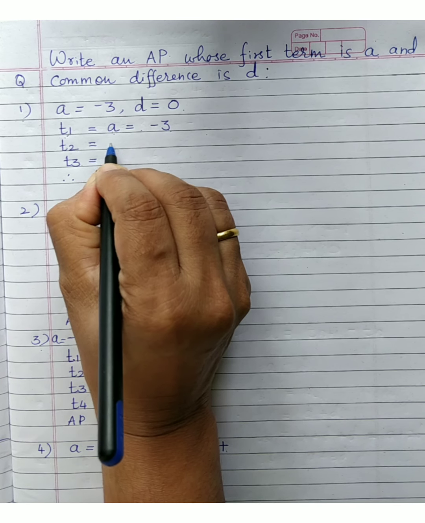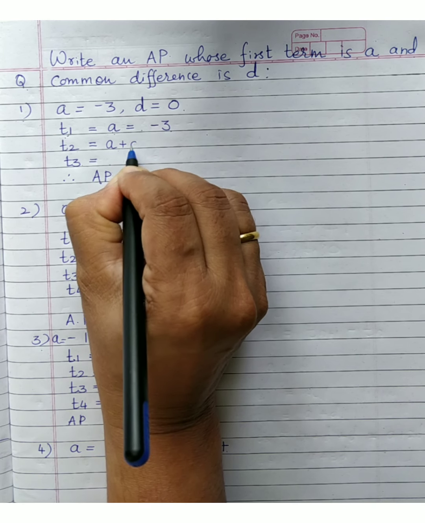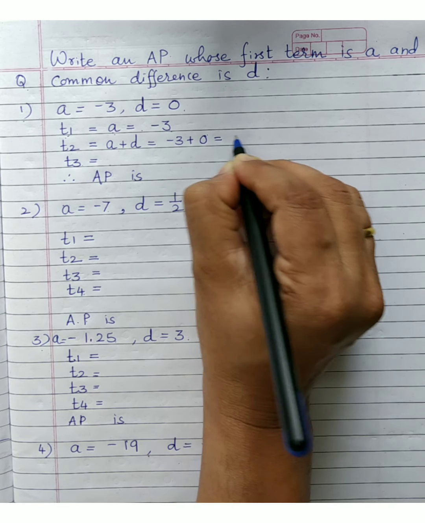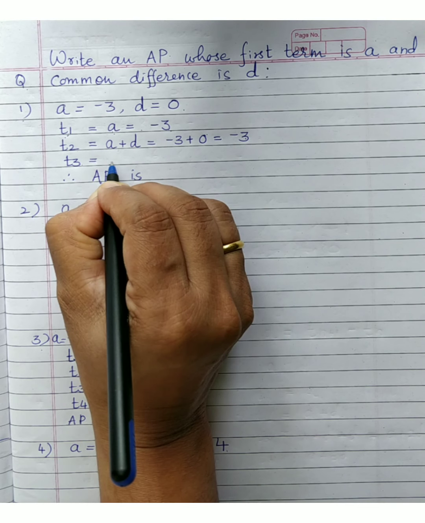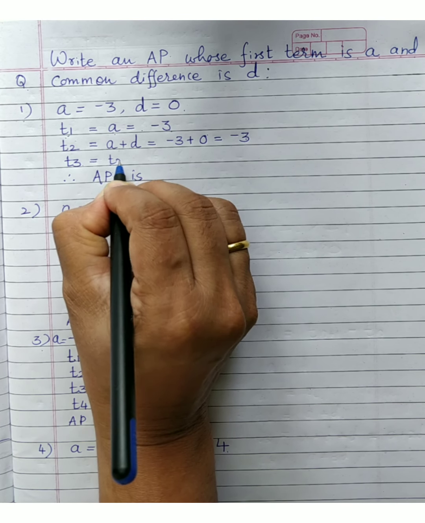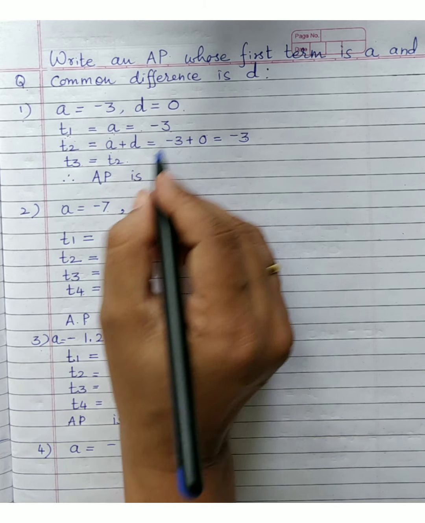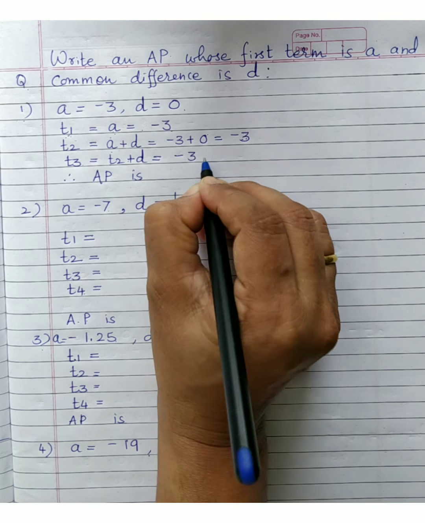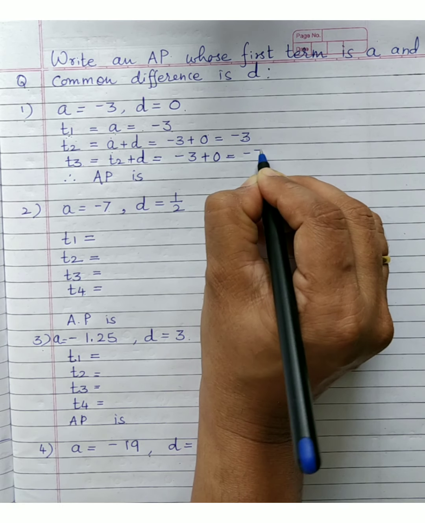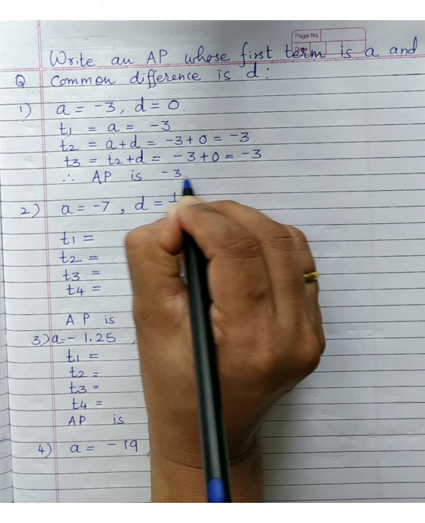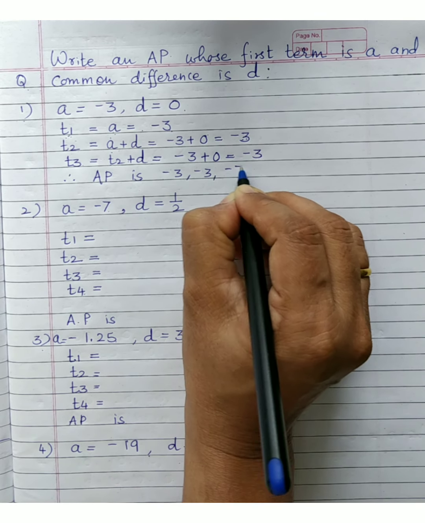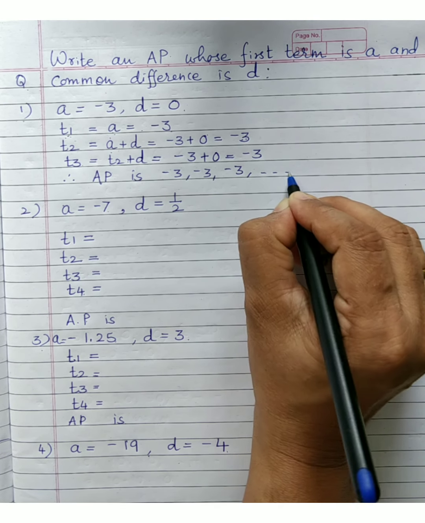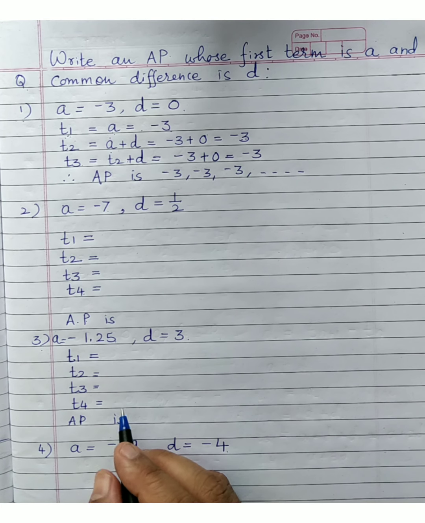T2, how will you find T2? First term A plus common difference D. Minus 3 plus D, which is 0, again the term minus 3. T3, you will be getting what? T2, right? Here also in place of A, you could have written T1. T2 plus D, minus 3 plus D 0. What is the answer? Minus 3. What is the AP? Minus 3, comma minus 3, comma minus 3. We have to write an AP, so we can just show it as an infinite one as well.